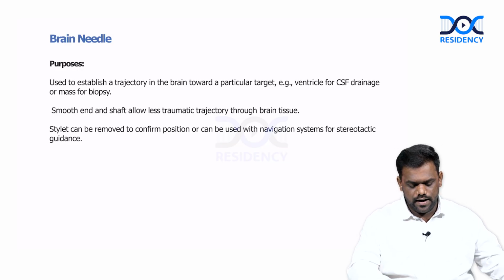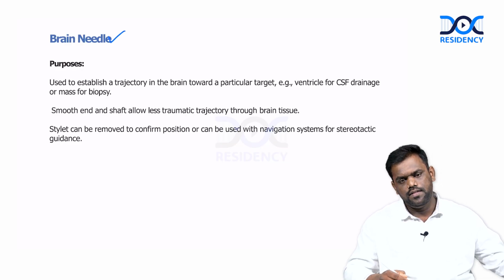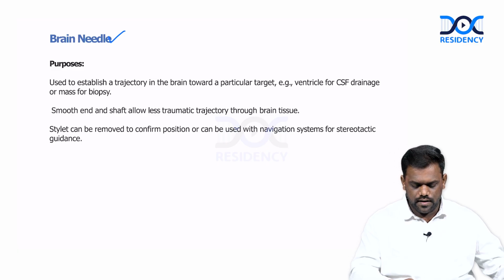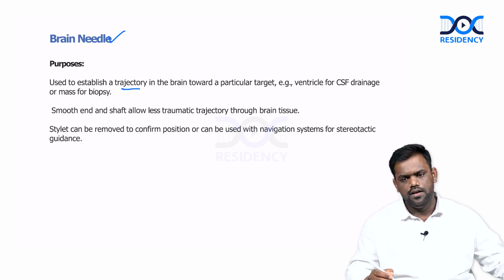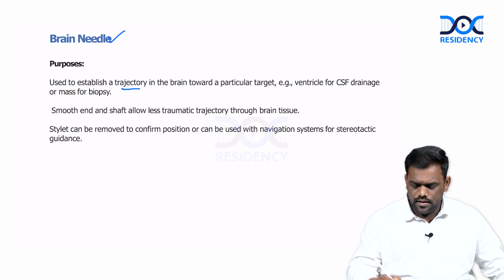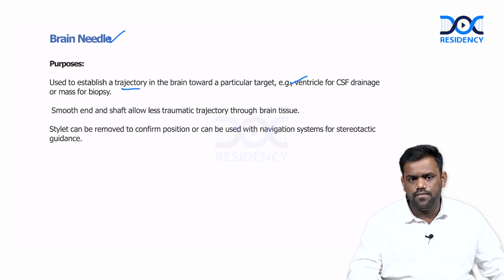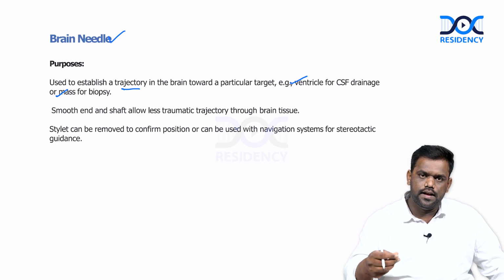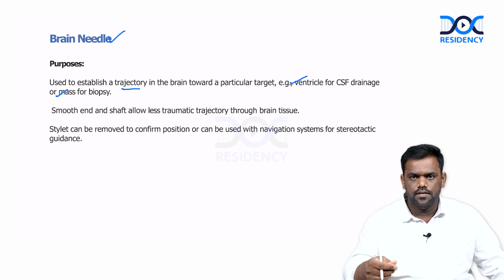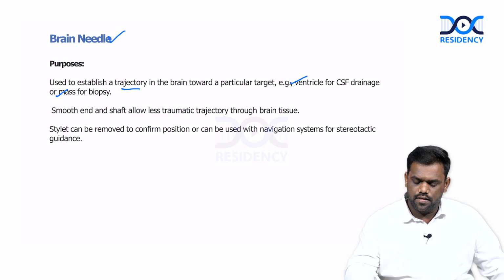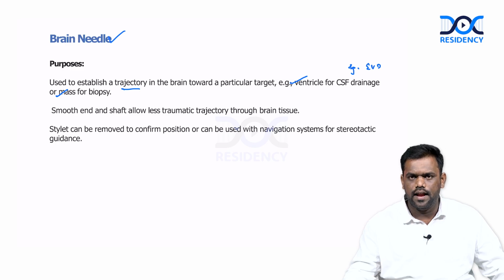So, it is a brain needle. The purpose of this instrument is to establish a trajectory in the brain toward a particular site, for example, the ventricle for CSF drainage or a mass for biopsy. Whenever you want to make a pathway to the ventricles from the cortical surface or dura, you can use this brain needle, especially when you are putting an EVD, external ventricular drain.